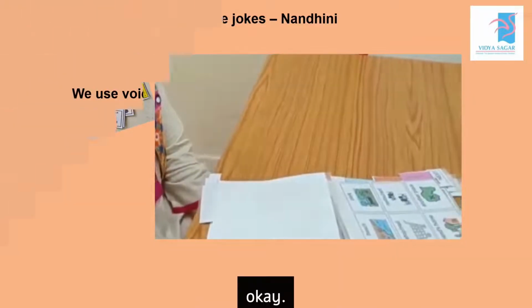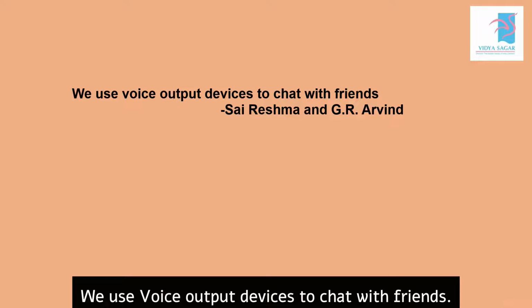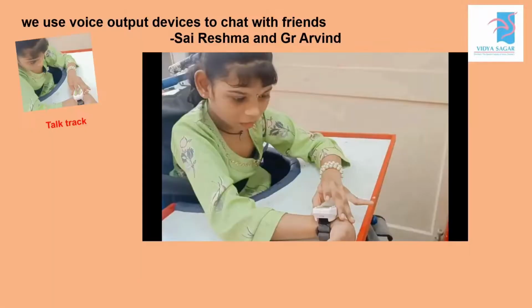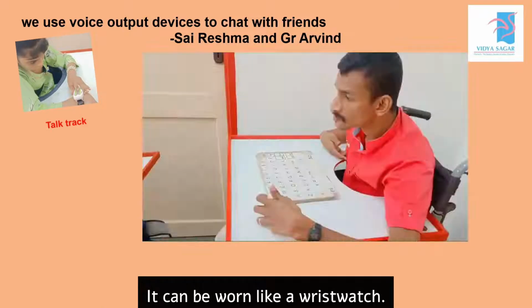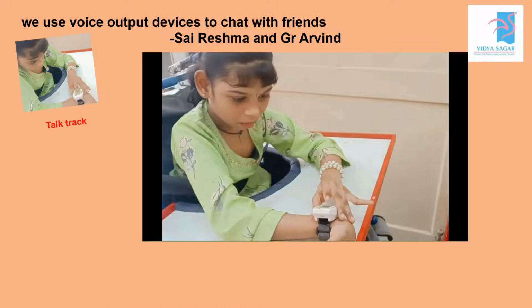Okay. We use voice output devices to chat with friends. TalkTrack is a simple voice output device. It can be worn like a wristwatch.